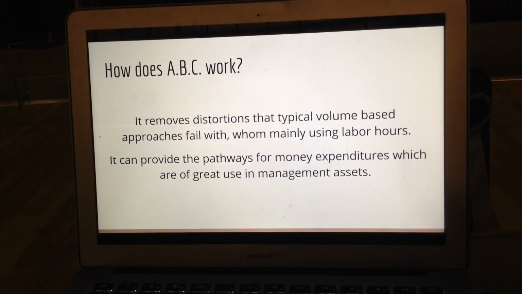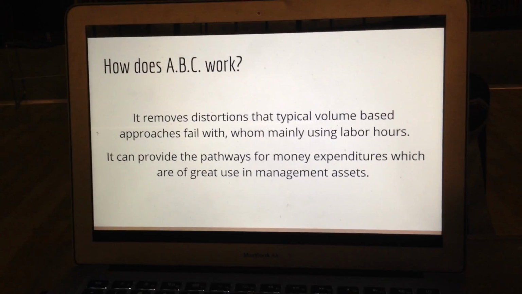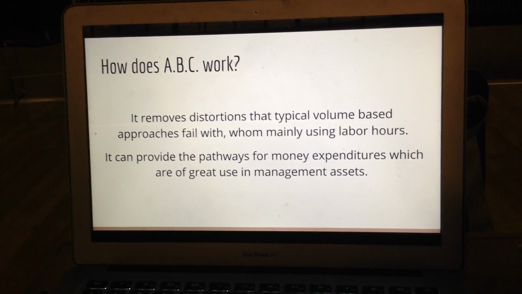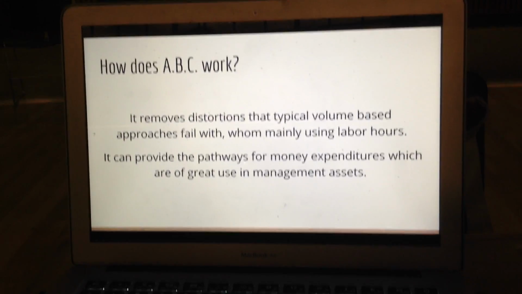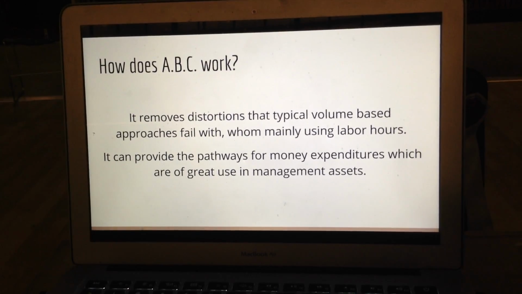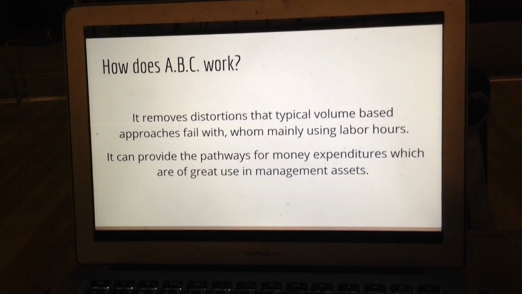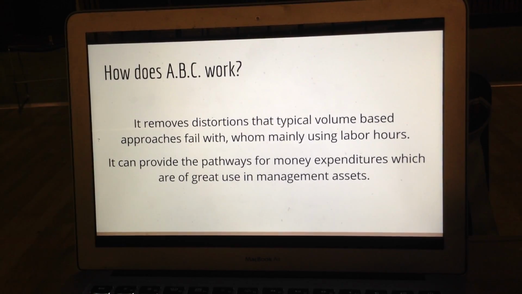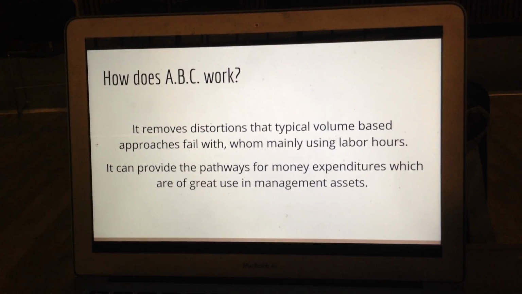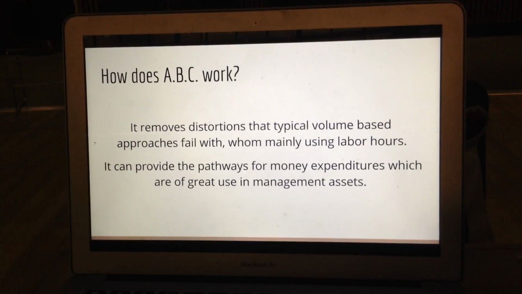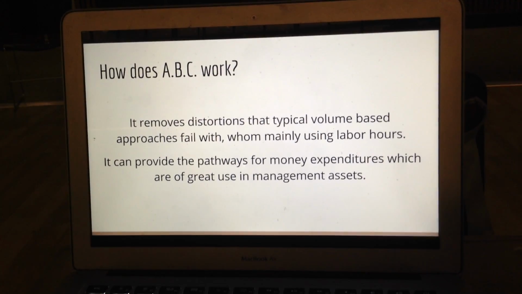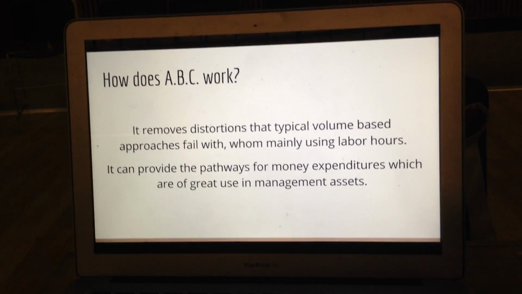How does it work? Activity-based costing is a way of focusing in on the type of use of the resources that you have for each activity. This lens removes typical volume-based approaches that fail by mainly using labor hours, and in providing this detailed view, it also provides pathways for money expenditures. Where's the money going? This is an incredible tool for management. They could better allocate where their resources come from and go to.